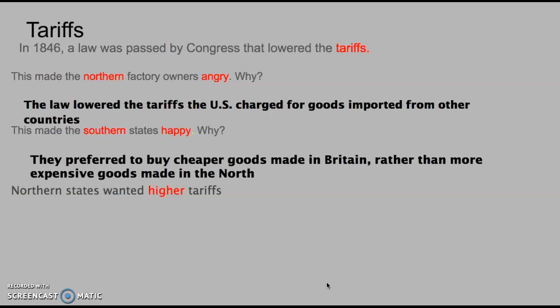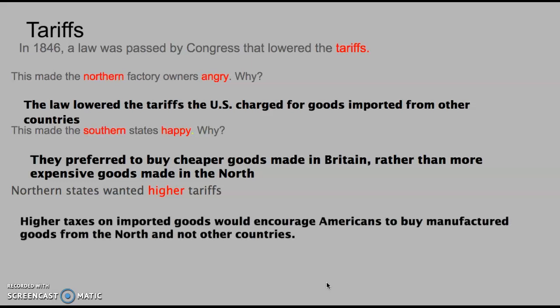This made, of course, southern states happy because they wanted to buy cheaper goods from Great Britain. And so that's what they did, because goods in the northern factories were too expensive for them. So northern states wanted those higher tariffs so that taxes on imported goods would encourage Americans to buy goods from the north and not other countries.